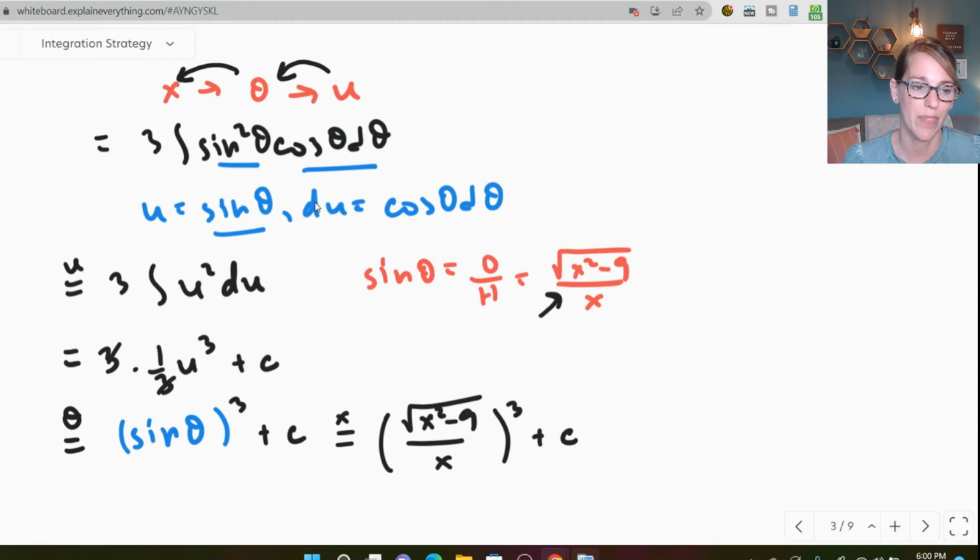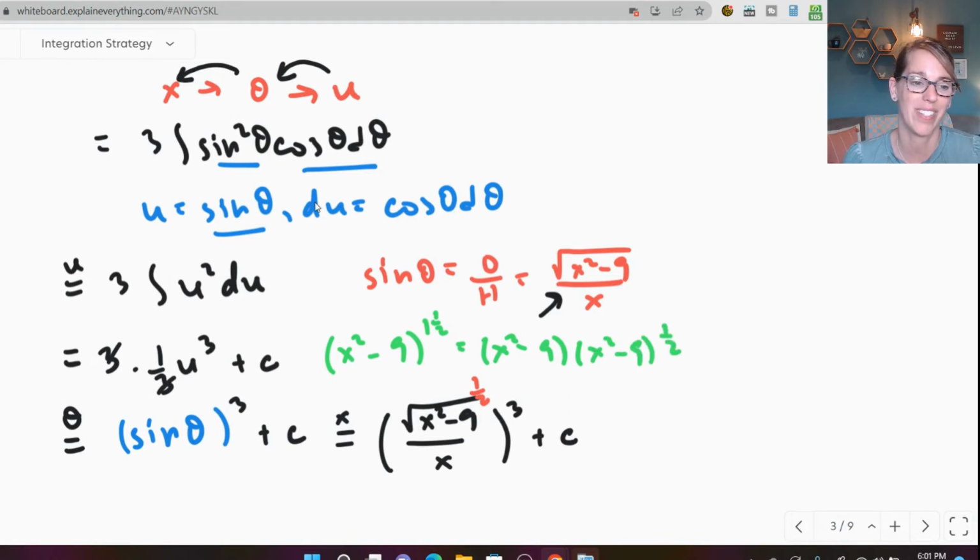Now I can simplify that. This square root is really a 1/2 power. So I can think of that as, let me write it in green actually, x squared minus 9 to the 3/2 or 1.5 power, which is going to be x squared minus 9 to the 1/2 power.